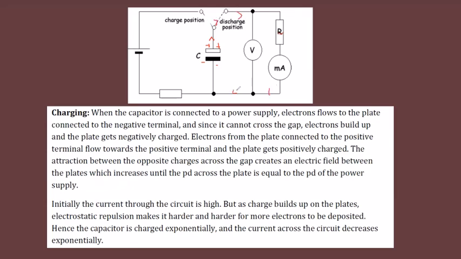current through the circuit. What is the advantage of using a capacitor as compared to a battery? Like, why not directly connect a battery for this operation? Actually, capacitor charging and discharging is exponential, but battery charging and discharging is not exponential. For example, a battery is continuously supplying a constant current, a fixed value of current.